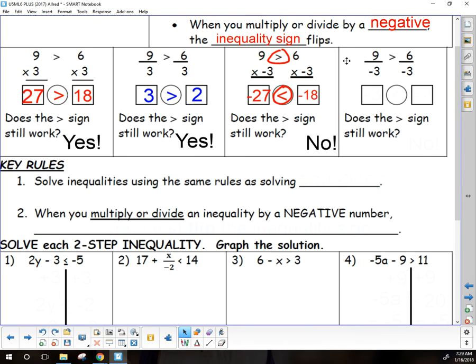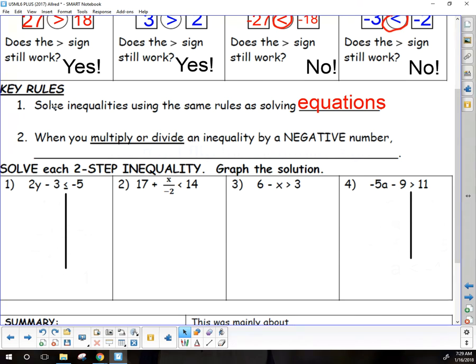Very similar example here. You take 9 and divide it by negative 3, you get negative 3. You take 6 and divide it by negative 3, you get negative 2. Look again at that greater than sign at the beginning. After we divide by a negative, the greater than sign doesn't work anymore. Okay? Anytime you multiply or divide by a negative and you're solving an inequality, the inequality sign flips.